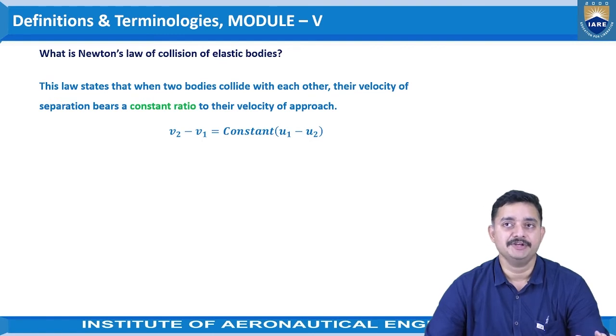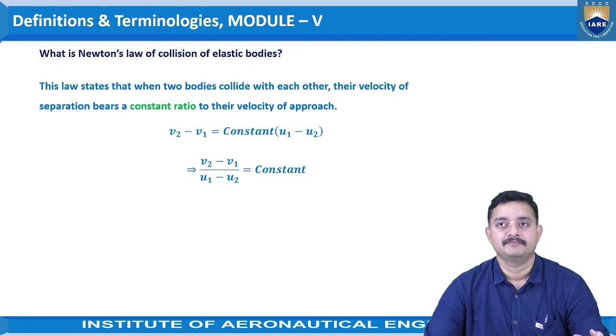Here, V1, V2, U1, U2 are the initial and final velocities of the two bodies, any two bodies that are moving. So U1, V1 are the initial and final velocities of body 1, and U2, V2 are the initial and final velocities of body 2. When you mathematically solve this, (V2 minus V1) by (U1 minus U2) is equal to a constant.